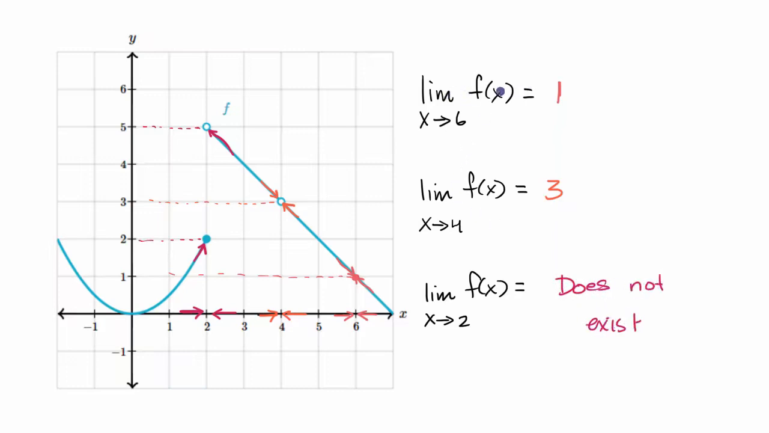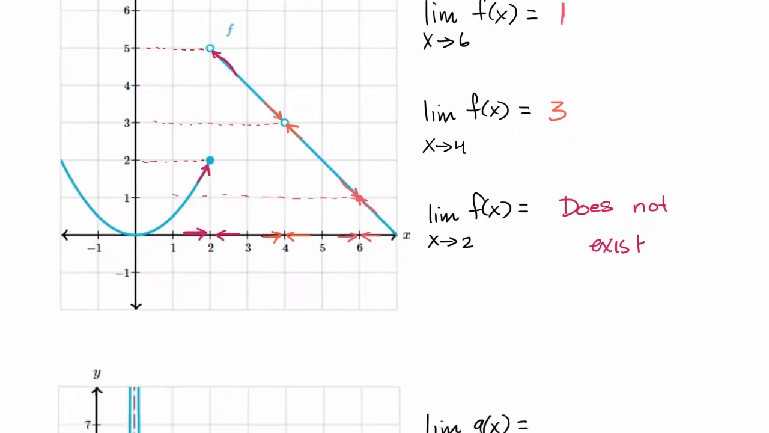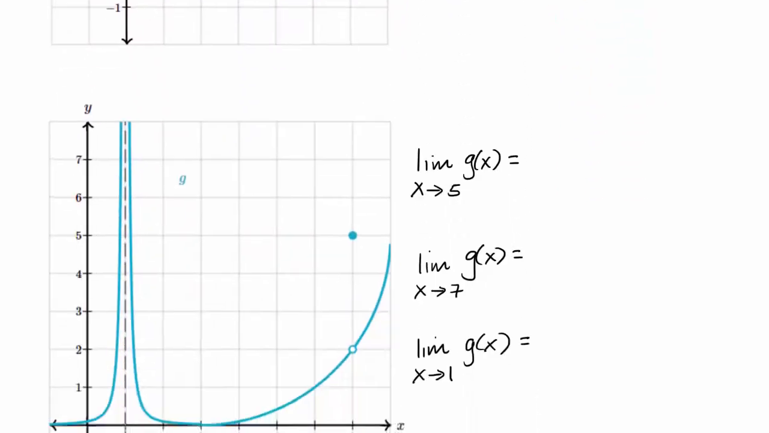In this first case, the function is defined at 6, and the limit is equal to the value of the function at x equals 6. Here, the function was not defined at x equals 4, but the limit does exist. Here, the function is defined at x equals 2, but the limit does not exist as we approach x equals 2. Let's do another function, just to get more cases of looking at graphical limits.